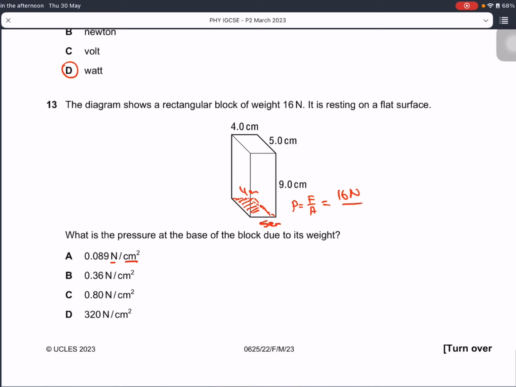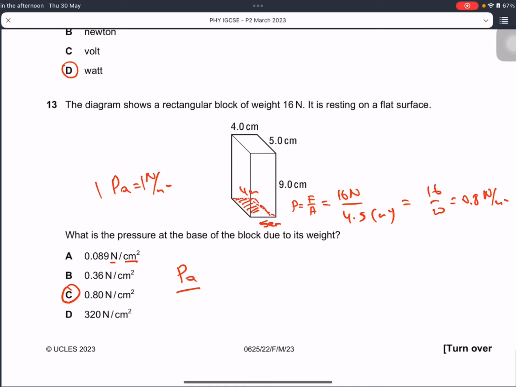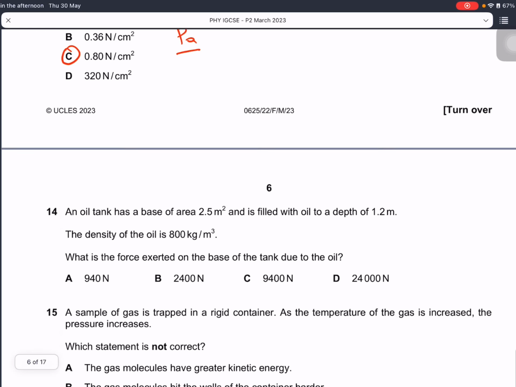No problem. In this case, sometimes they will give in terms of Pascal, so we should be very careful. If it's Pascal, it will be Newton per meter square. Pascal equals Newton per meter square. In that case, we have to convert, but in this specific case, no need. So simply 4 times 5 centimeters square, so it will be 16 divided by 20, which is 0.8. 0.8 Newton per centimeter square, so the answer is C. Okay, let's move on to another question, question 14.